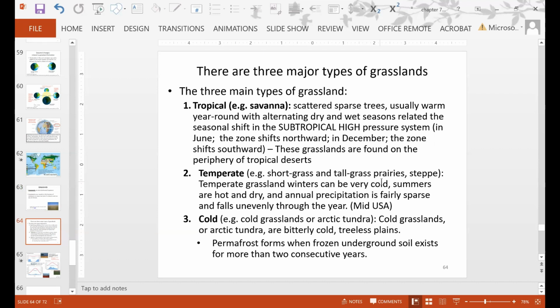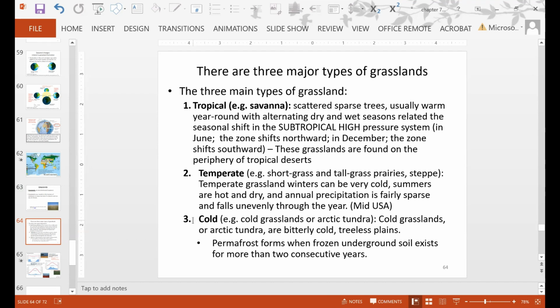Temperate grassland winters can be very cold, and the summers are hot and dry. You don't have that much precipitation throughout the year, but it falls unevenly. So that is going to be in the mid-United States where you have your prairie grassland.